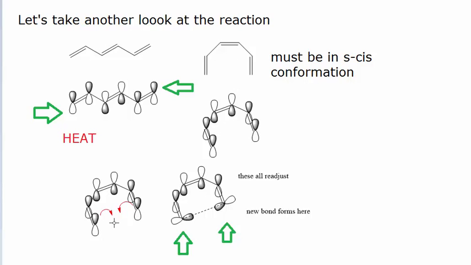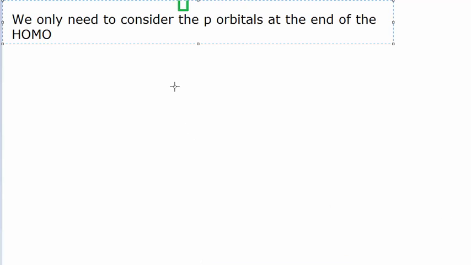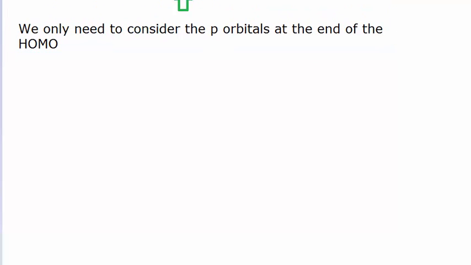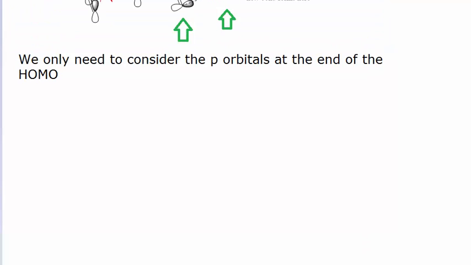I told you when the reaction happens, we're really interested in the sigma bond that forms here from these two p orbitals. So really, what I'm saying is, when you have the HOMO, you only need to pay attention to how these two p orbitals on the end are going to be oriented, because they're the ones involved in the new bond formation. So we only need to consider the p orbitals at the end of the HOMO. Let's look at an example that might demonstrate that.